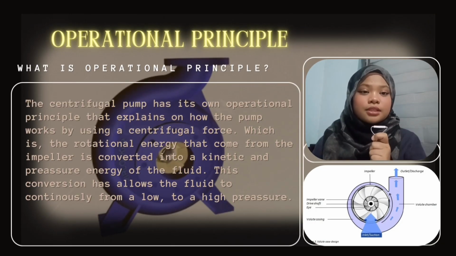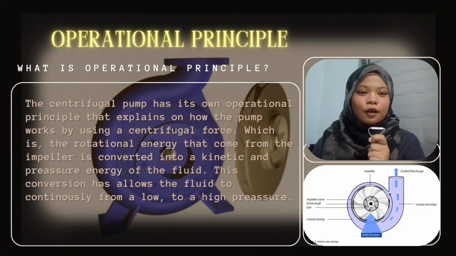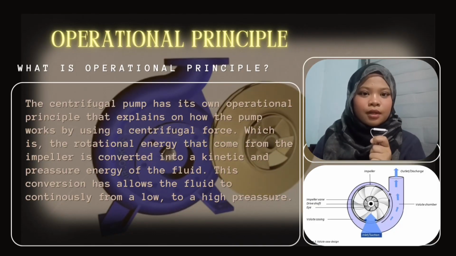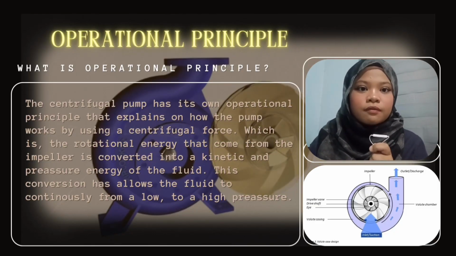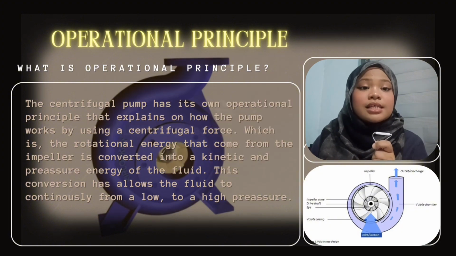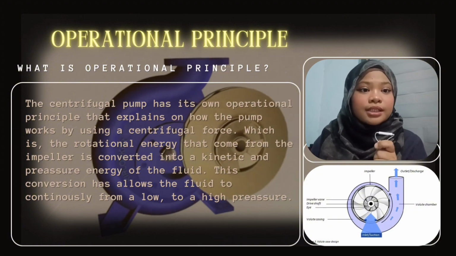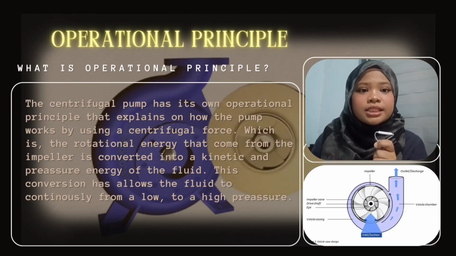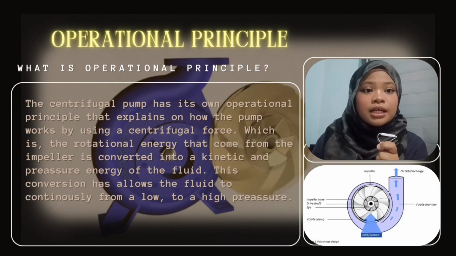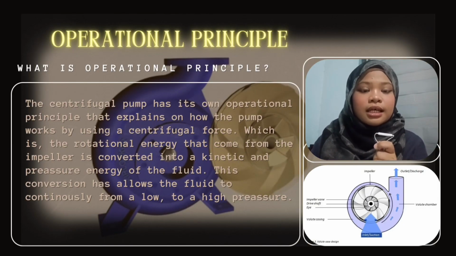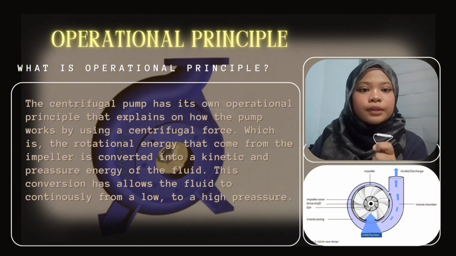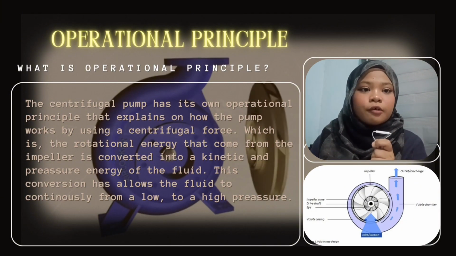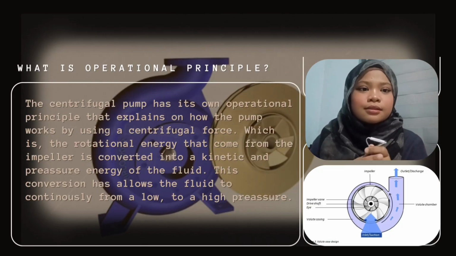So next, I will talk about the operational principle of the centrifugal pump. So, what is the operational principle? The operational principle of a centrifugal pump explains how the pump works scientifically by using centrifugal force, where the rotational energy that comes from the impeller is converted into kinetic and pressure energy of the fluid. This conversion allows fluid to flow continuously from a low to a high pressure.